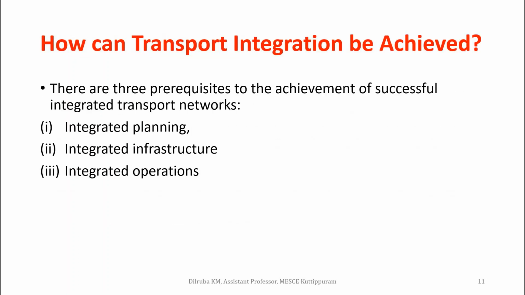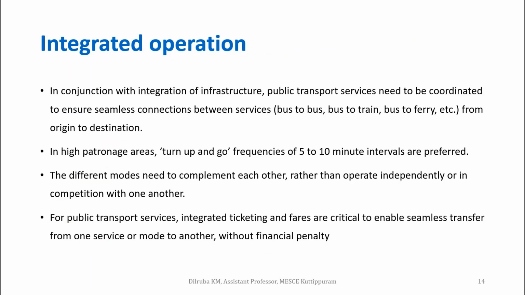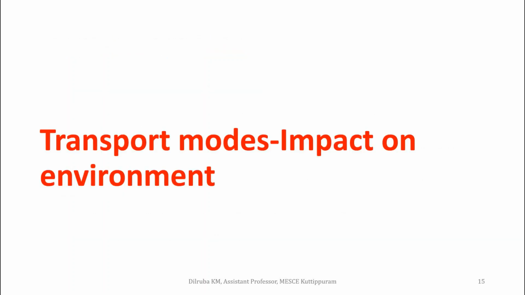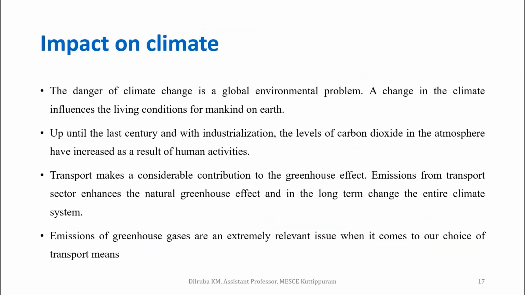So in order to achieve an integrated transport system, we should have integrated planning, then integrated infrastructure and integrated operations of all these facilities. Now moving to the next section, that is the impact of transport on environment. So these are the main areas where transportation has an impact on the environment: climate, health, acidification, noise, land use and ozone damage. Let's see each one by one.